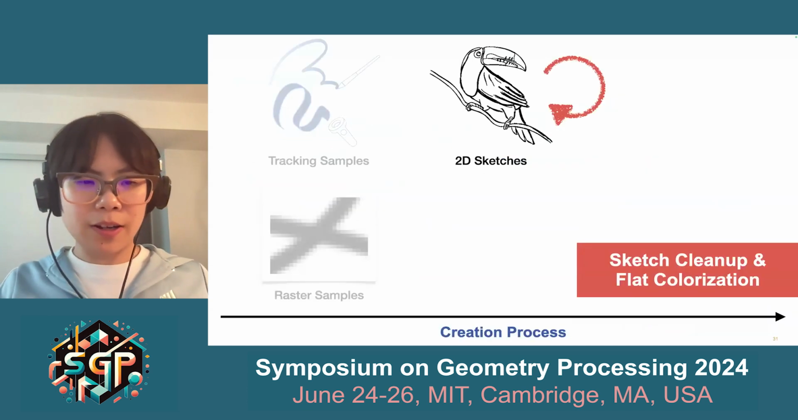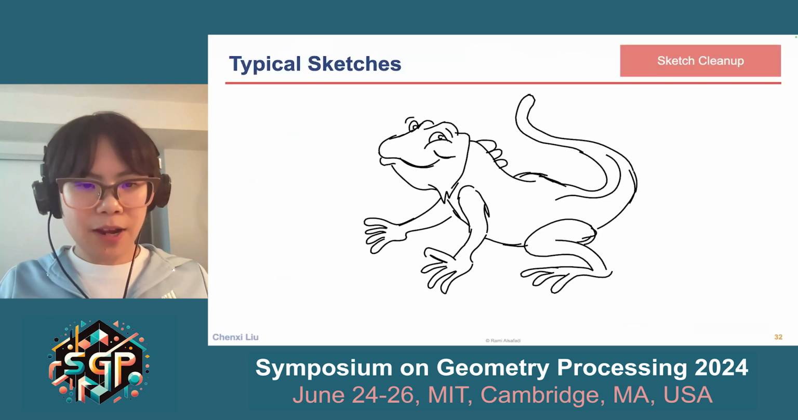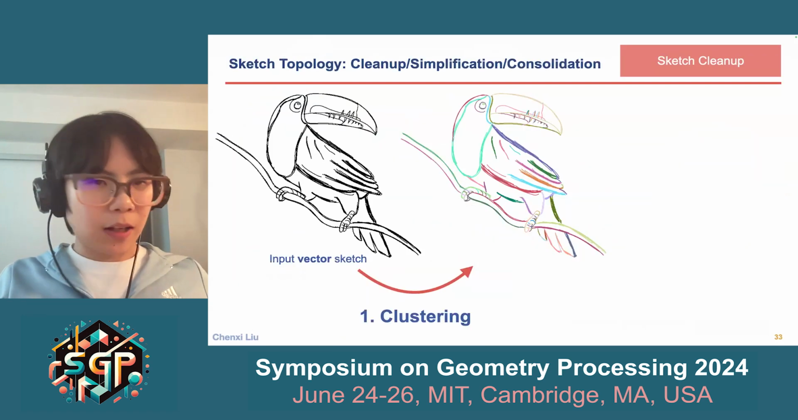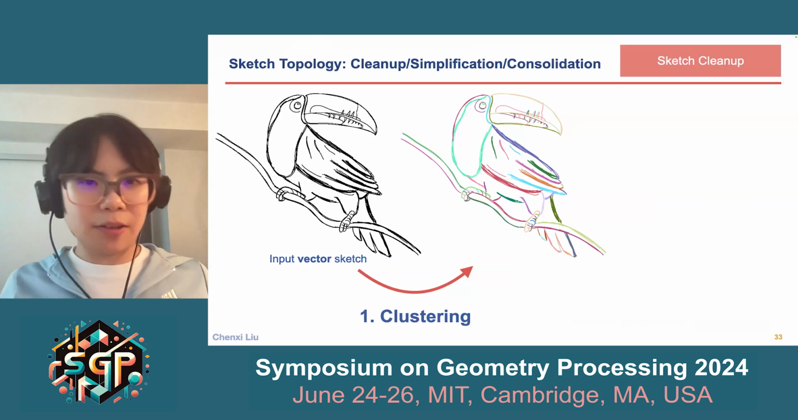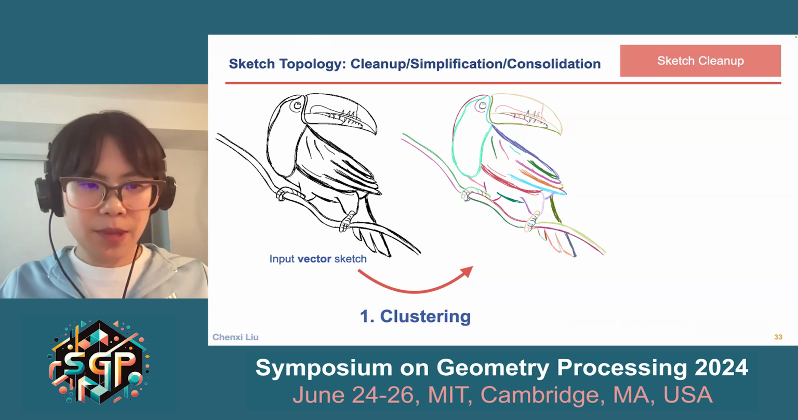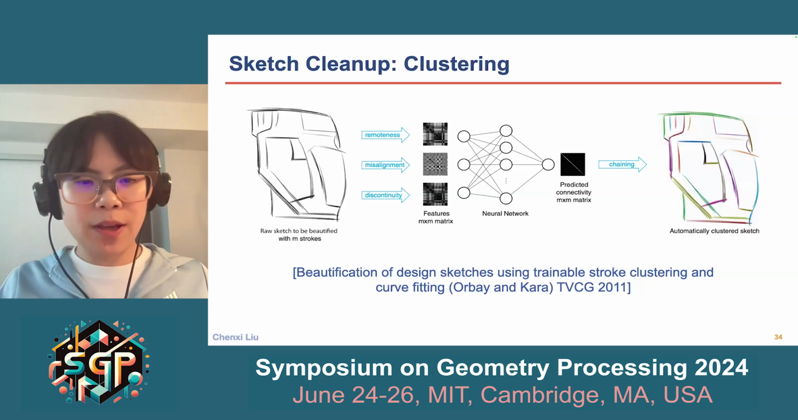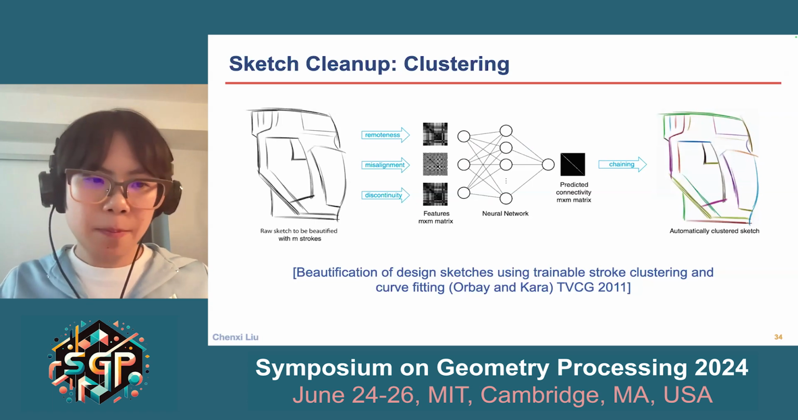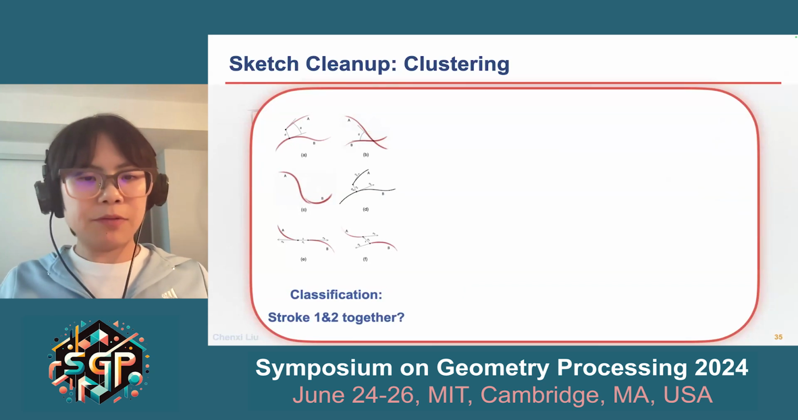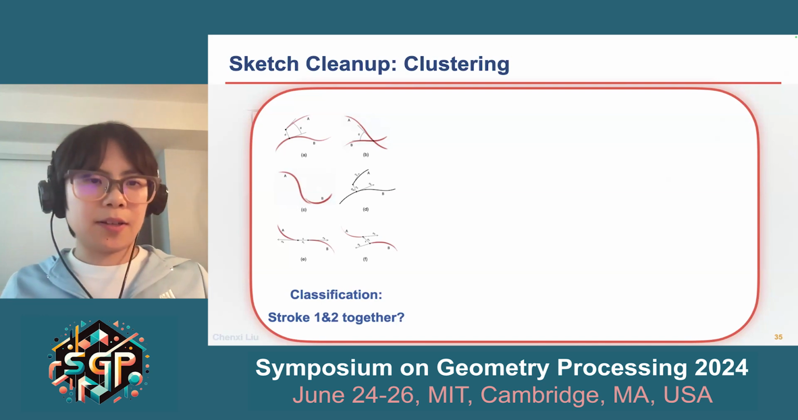So next, we'll cover processing 2D sketches. This is necessary because typical rough sketches contain overdrawing and also inaccurate junctions. Automatic cleanup, sometimes also called simplification or consolidation, often starts by clustering the vector strokes. Each cluster corresponds to one intended clean curve. An early method that follows this procedure is by Orbay and Kara. This work identified many common sub-questions, such as whether two individual strokes should be together in a cluster or not, and they apply learning to answer this as a classification problem.